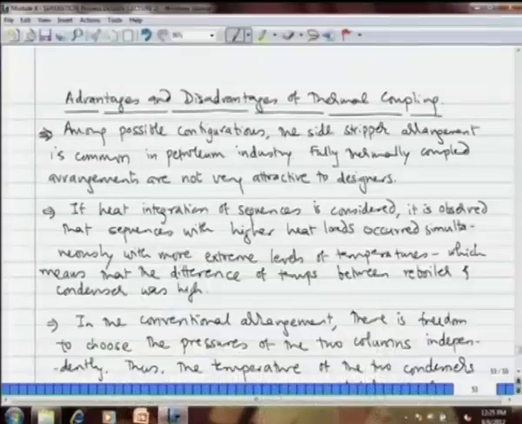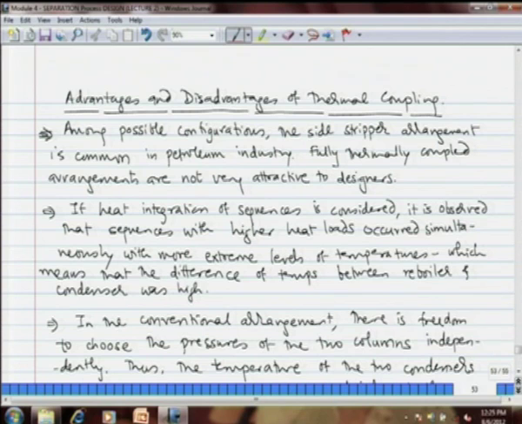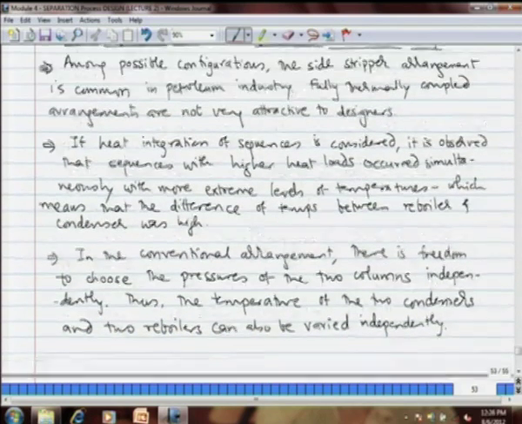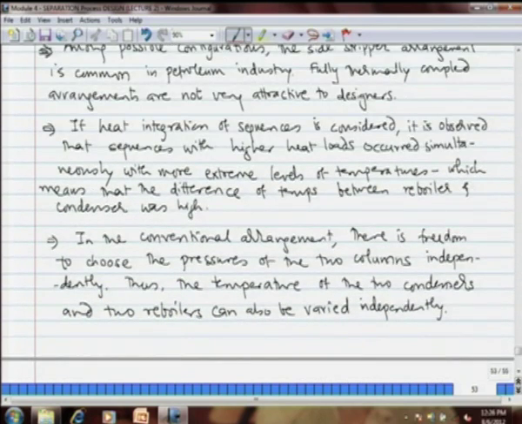So, let us see the advantages and disadvantages of thermally coupled columns. Among possible configurations, the side stripper arrangement is common in the petroleum industry. However, fully thermally coupled arrangements are not very attractive to designers. Now, why? There are reasons. If the heat integration of sequence is considered, it is observed that sequences with higher total heat load occur simultaneously with more extreme levels of temperatures.